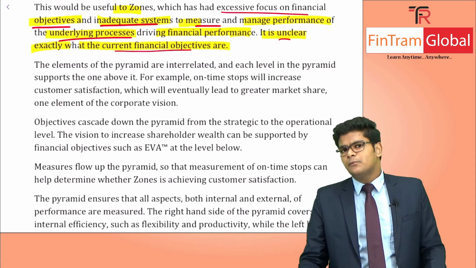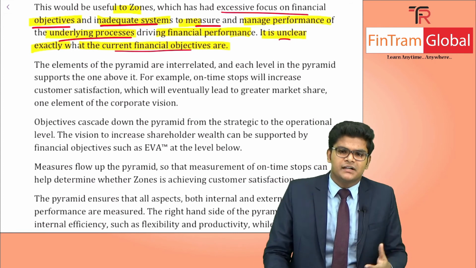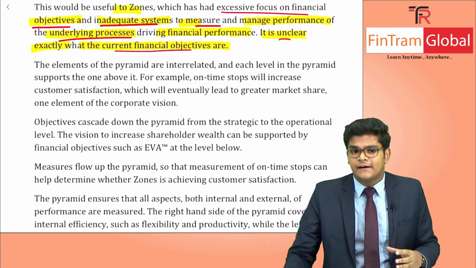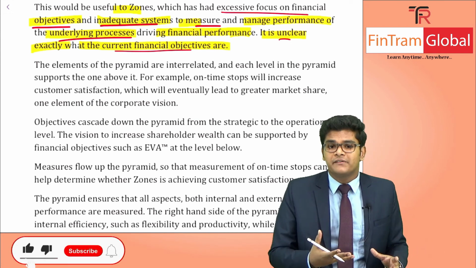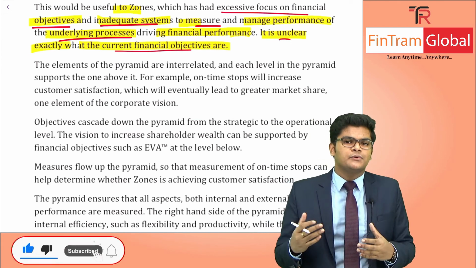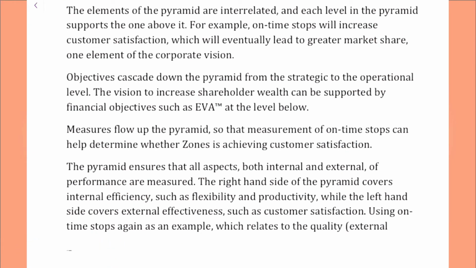And then what else am I explaining here? Now I'm about to start to apply this particular scenario information to the generic knowledge of the performance pyramid. Okay, so let's see how it's done, shall we? The elements of the pyramid are interrelated and each level in the pyramid supports the one above it. Okay, so that's something that we already know regarding the performance pyramid, isn't it? It's a generic statement. Now, I'm going to relate it to the scenario.